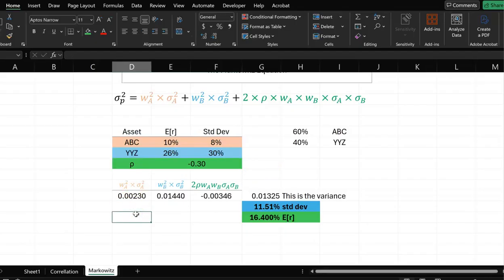So that's an introduction there to calculating these standard deviations and using the Markowitz equation. And I'll leave it there.